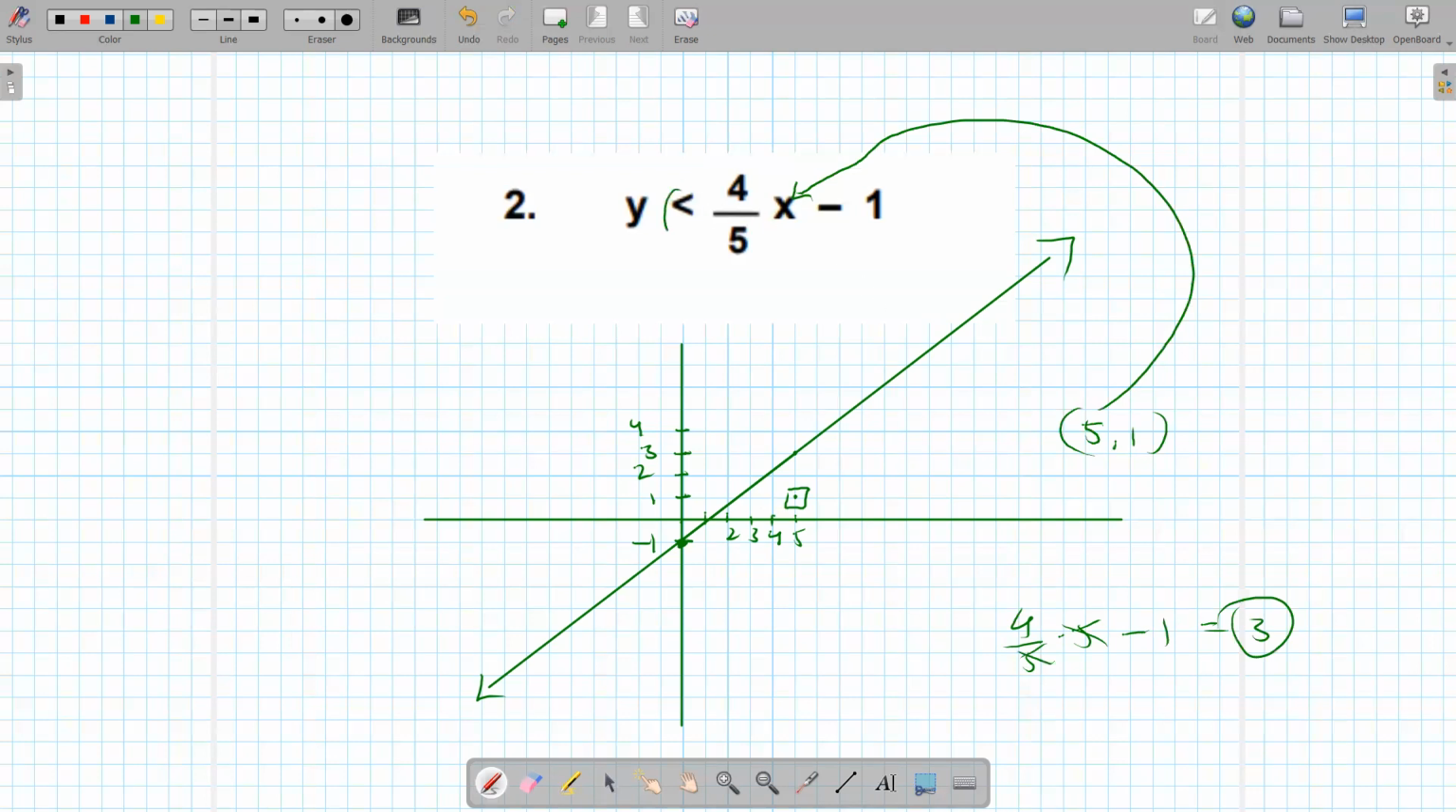I mean, the answer is right here. It says less than. Usually when it's less than, you're always going to be going down, because over here the y value is pretty high, but down here the y value is pretty low.